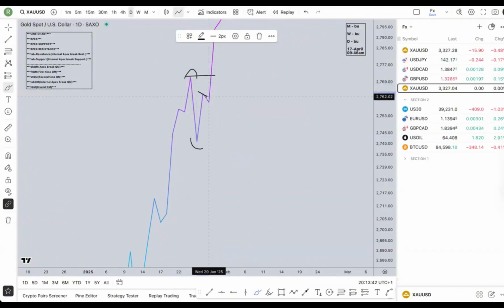This is not valid. This is not an IAB resistance, but this is IAB support because this support led to a breakout internally and also externally. So here is going to hold price if price gets to here. This is an IAB support.